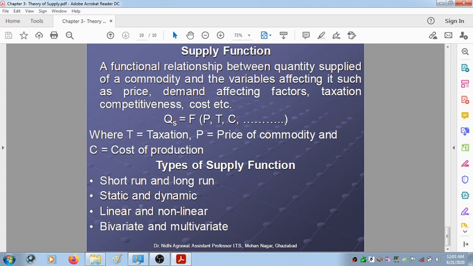Linear supply curve, when there is a linear relationship between quantity supplied and price, then the supply curve is known as linear. Non-linear means when there is no linear relationship between quantity supplied and price. Bivariate means when we are taking into account two variables at a time, then the supply function is known as bivariate supply function. And multivariate means more than two variables are there, then the supply function will be multivariate supply function.